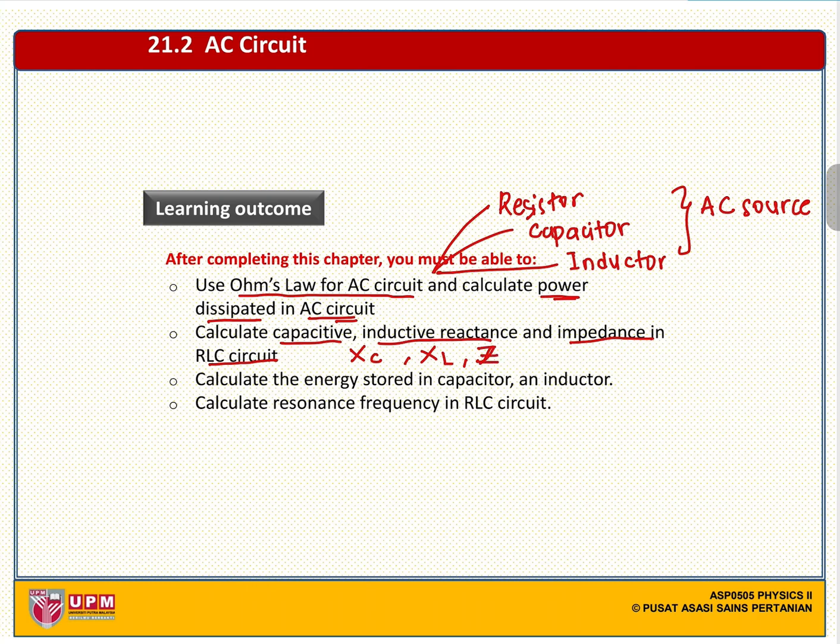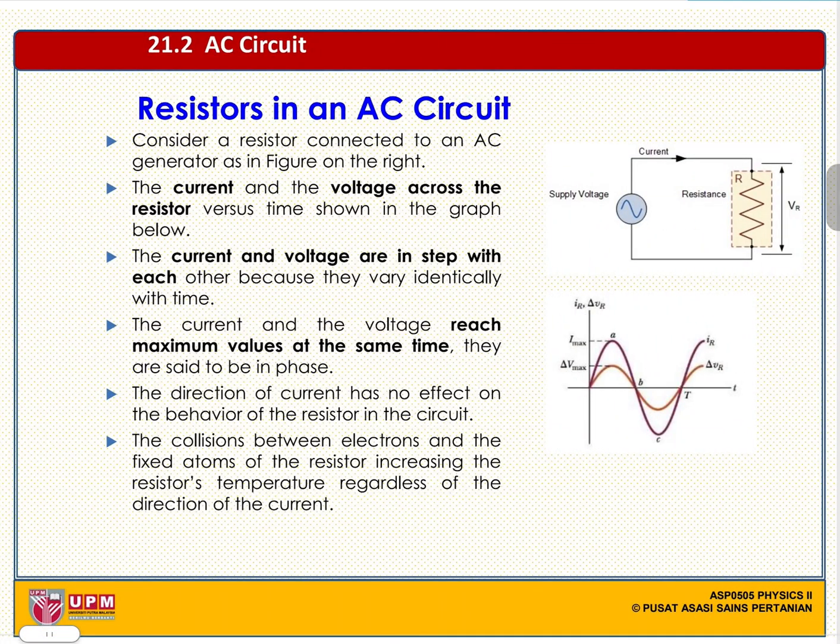Z ya. And then you need to know the energy store in capacitor and inductor, which is you will have only the maximum value. Average value tak ada. Nanti kita tengok kenapa dia tak ada. And lastly, you need to know what is resonant in this RLC circuit. Okay. First, kita tengok resistor in an AC circuit.